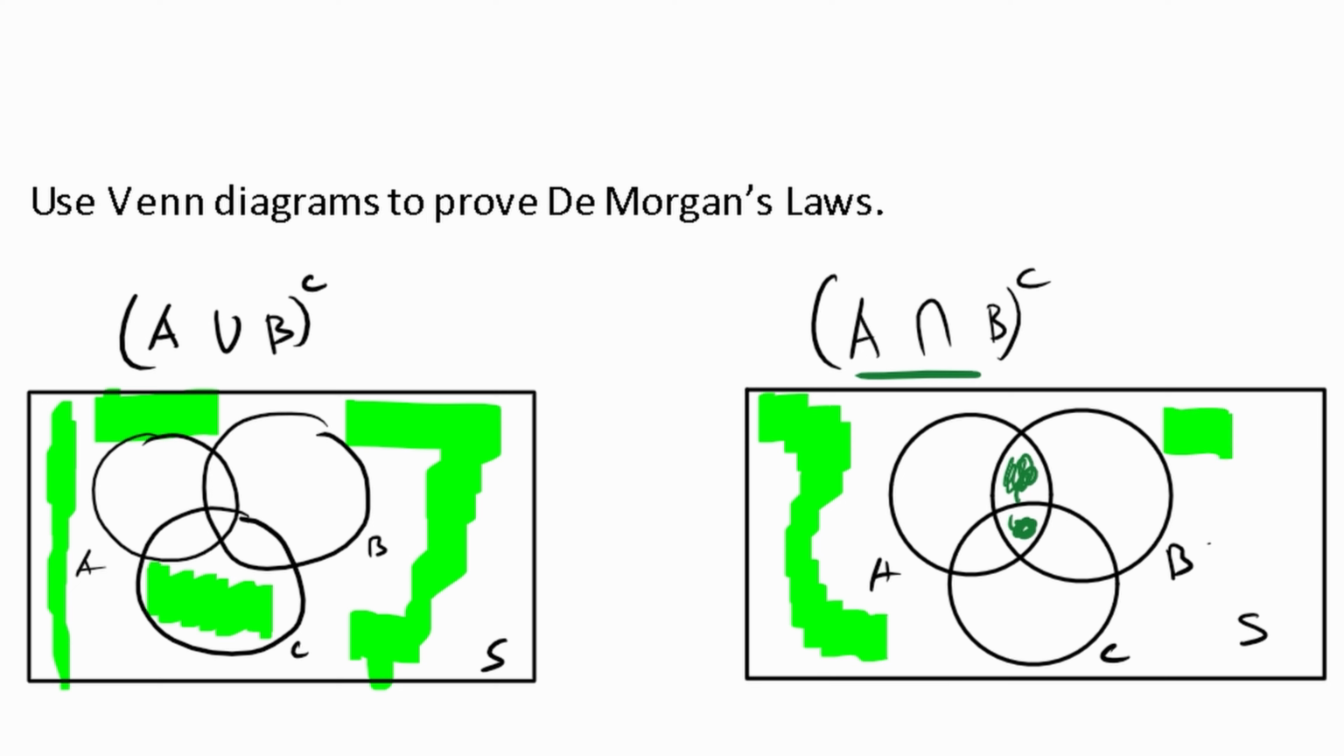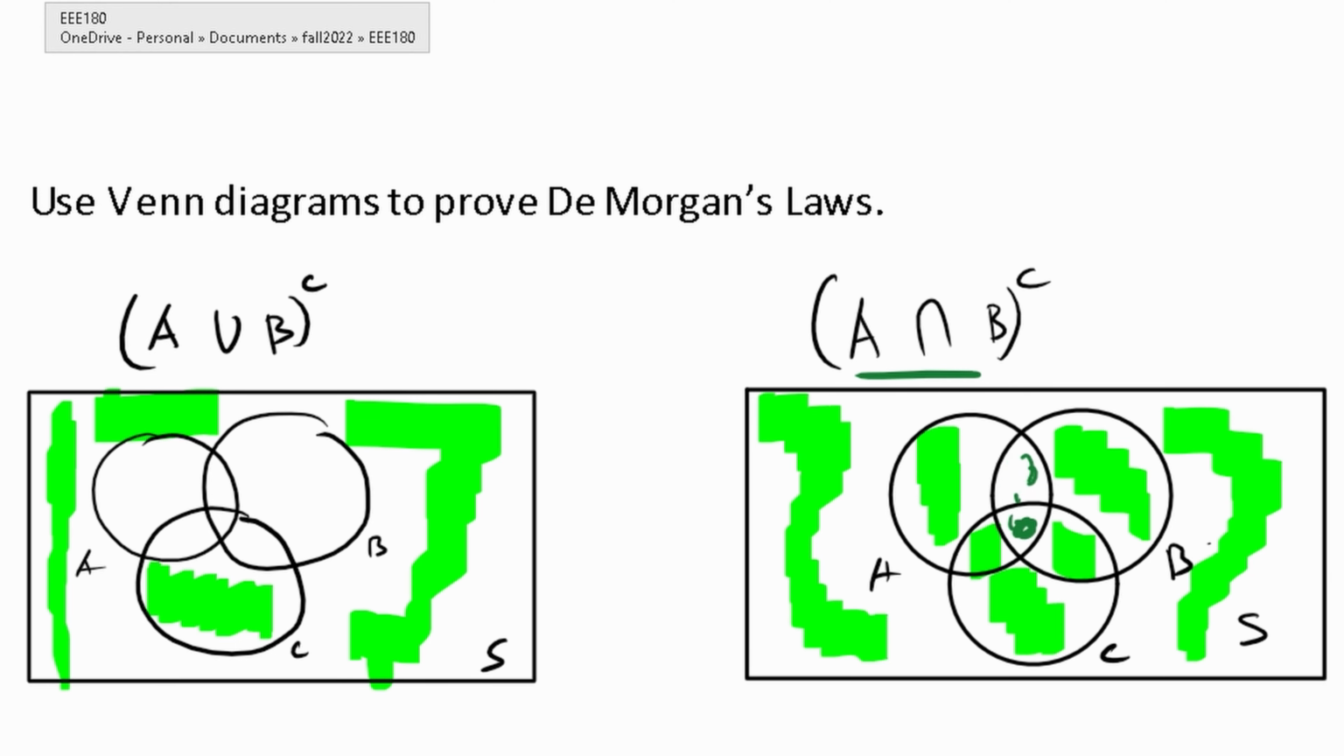So just like last time, all of this is a complement, this is a complement, this is a complement, this is a complement, and this is a complement. So everything inside of here, we're going to want to erase because it's not going to be included with our result. So we'll take all this out, take this out, and so because of the complement, this is how we use the Venn diagrams to prove De Morgan's laws.